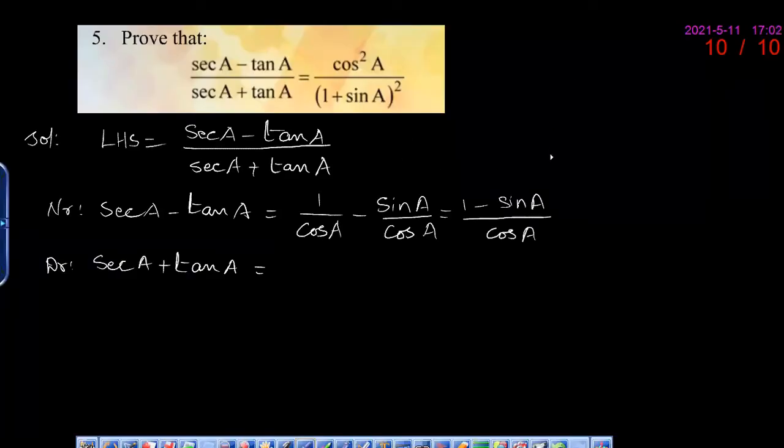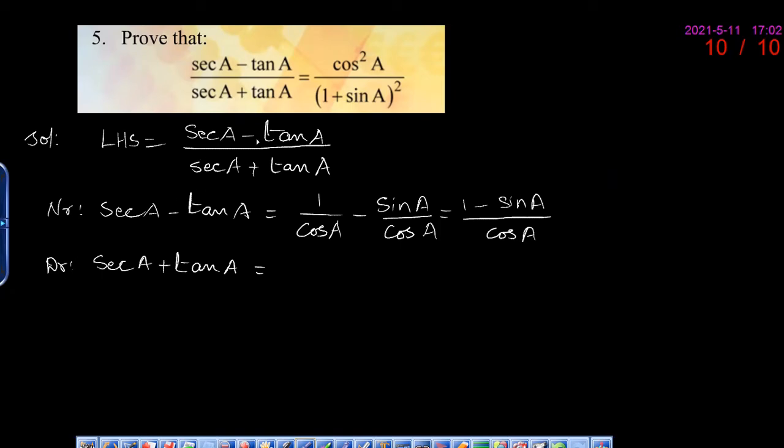So let us prove another problem. Prove that secant A minus tan A divided by secant A plus tan A is equal to cos square A divided by 1 plus sin A whole square. So when we take LHS, we will simplify numerator and denominator separately.